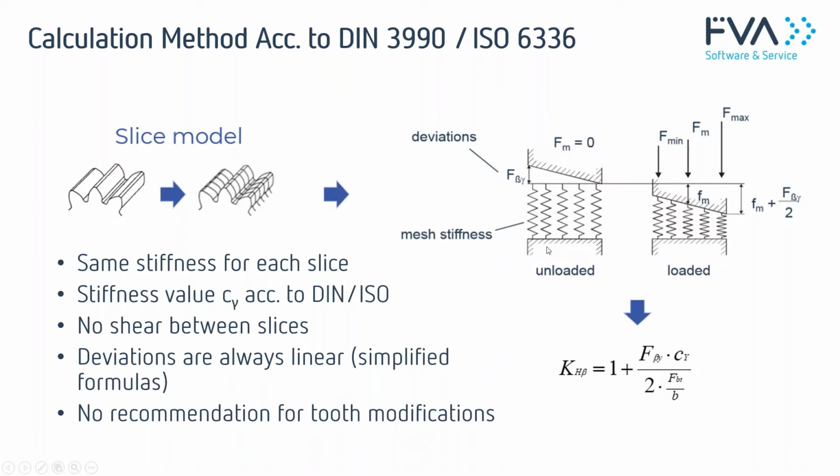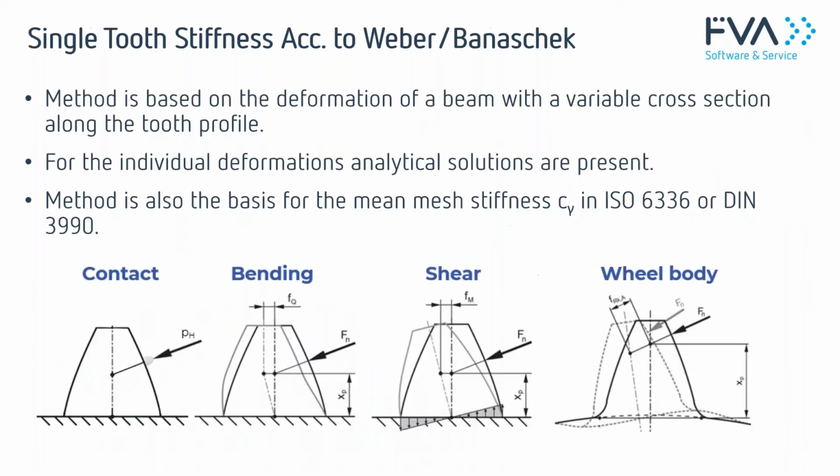And with this simplified model, you can calculate the load distribution based on a linear misalignment, and this gives you the value for the face load factor KH beta, which takes into account an uneven load distribution in the standardized load capacity calculation.